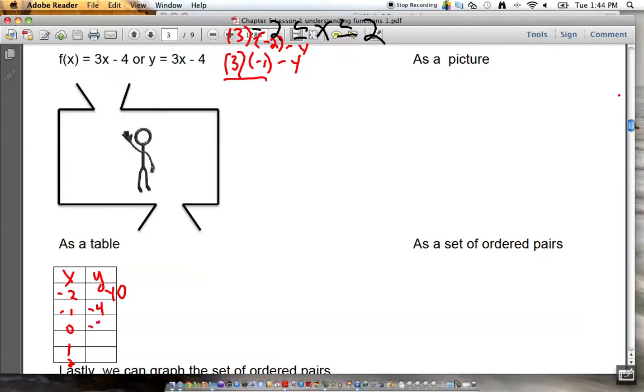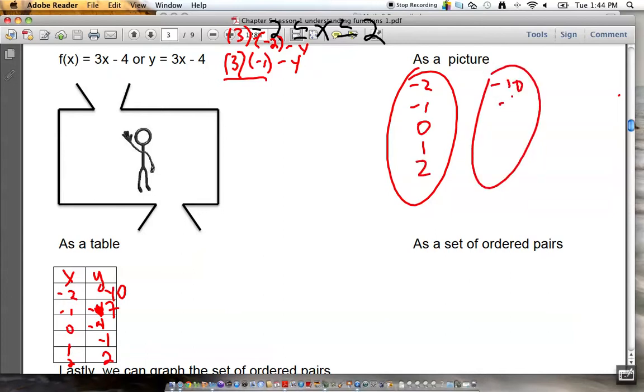-4. Oh, I put a 4 here instead of 7, sorry. What's 3 times 1? 3. What's 3 minus 4? -1, good. And what's 3 times 2? 6. What's 6 minus 4? 2. So that gives me, as a picture, -2, -1, 0, 1, 2. And over here, -10, -7, -4, -1, 2.